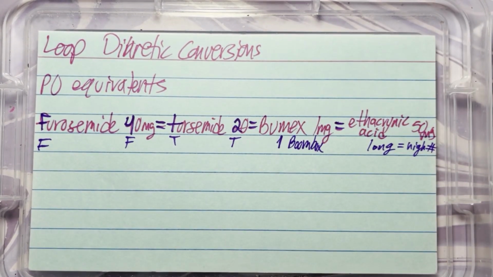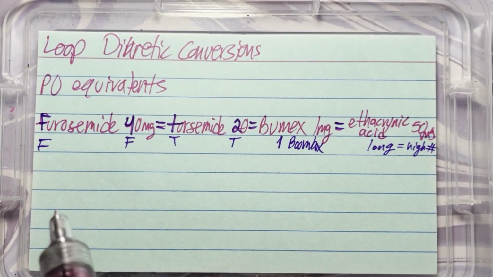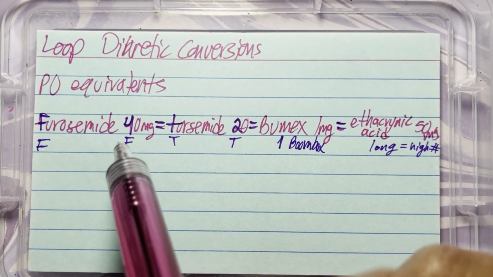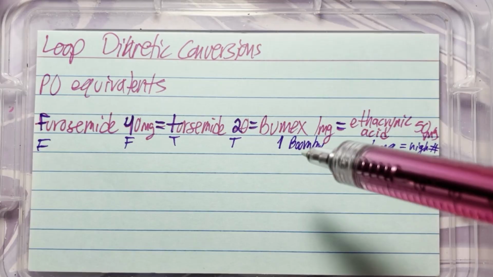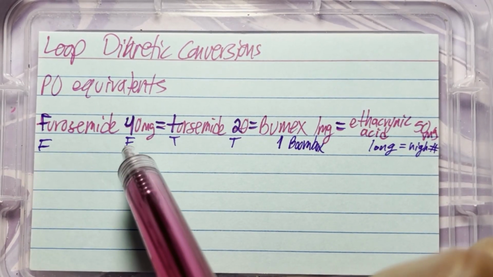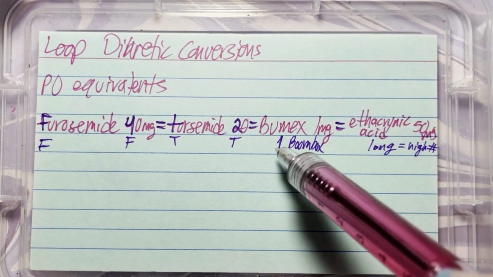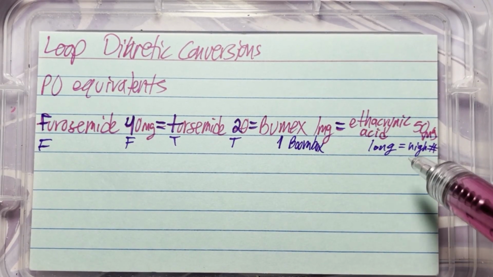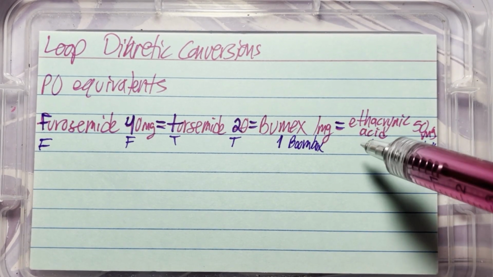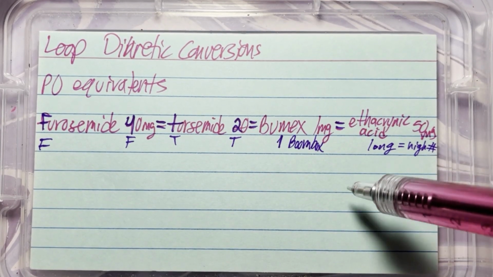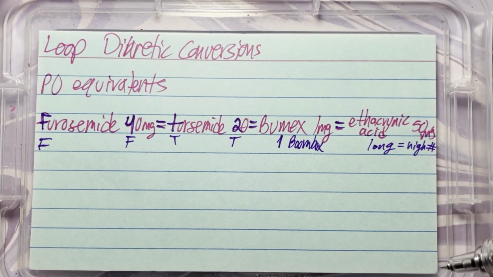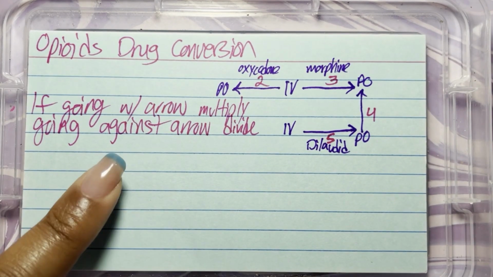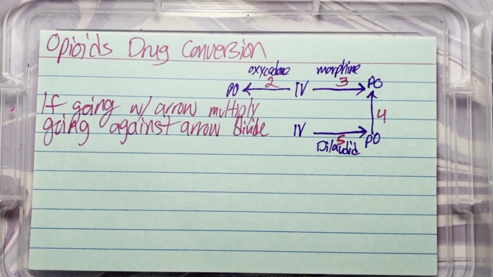Right, loop diuretics. I came up with this, and this is the convergence between each. Furosemide 40, torsemide 20. So this is FF, TT. Bumex 1. There's one boombox. And the longest one is going to be 50: ethacrynic acid. It's a long word, therefore it has a high number, right? Makes sense.